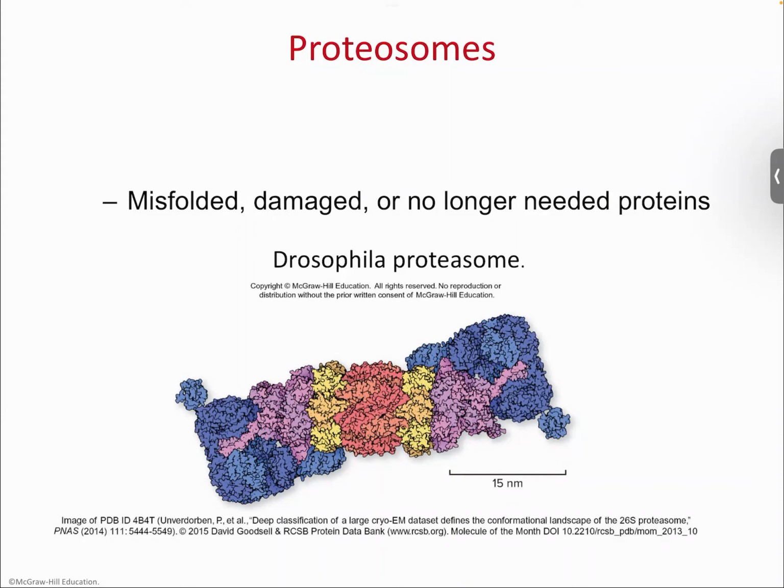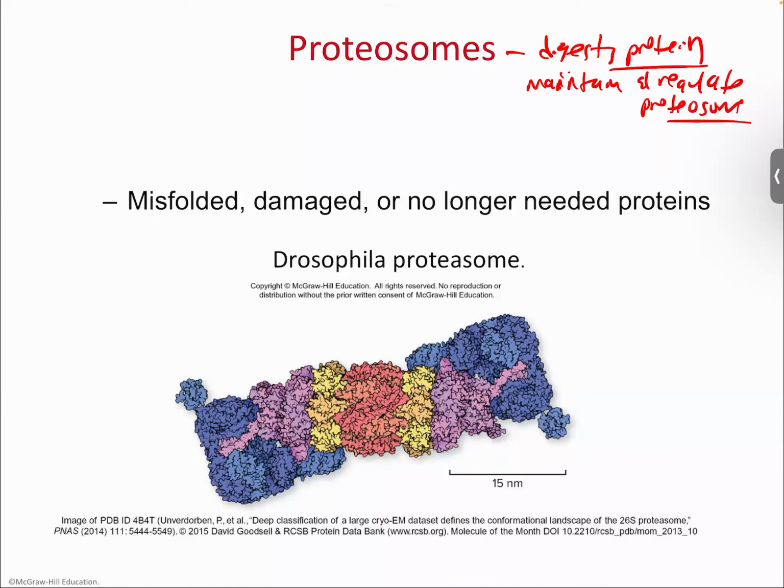So the other one that we have is an organelle. It's not a membrane-bound organelle. It's actually a protein machine. It's called the proteasome. So what this does for a living is it digests protein. And this is to basically maintain and regulate your proteome, which is all the proteins in your body, right?